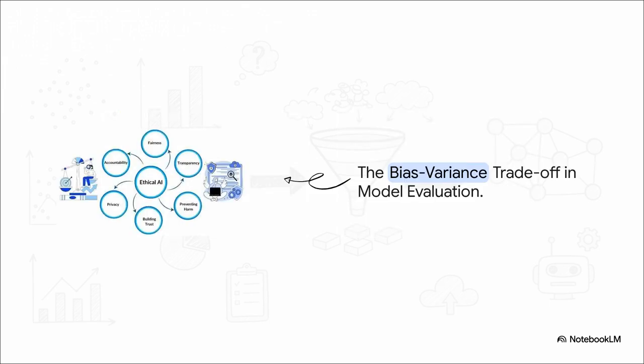Ultimately, cleaning our data is all about balancing the bias-variance trade-off. We want our model in that perfect sweet spot. If it's too simple, it has high bias and totally ignores the true shape of the data.